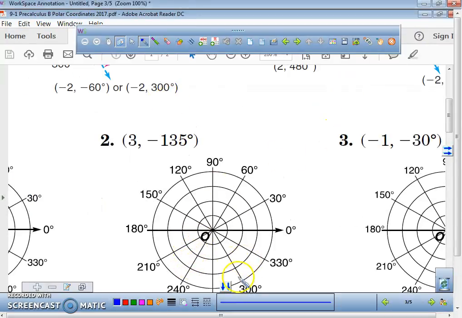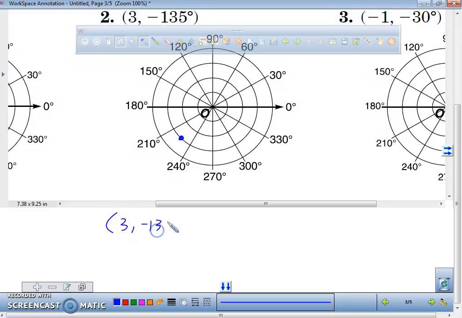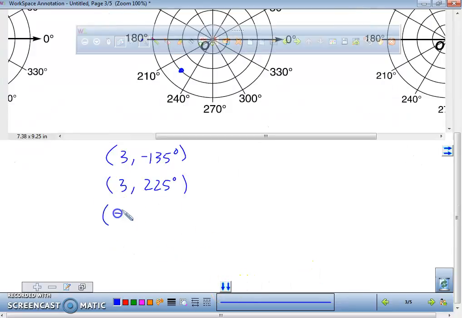Now, our answer right here, everybody, was right there. And we said one of our answers was a 3, negative 135. We said another answer was 3, comma, positive 225. And I said there's 2 other answers: a negative 3, another negative 3.